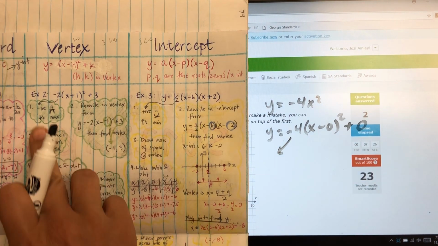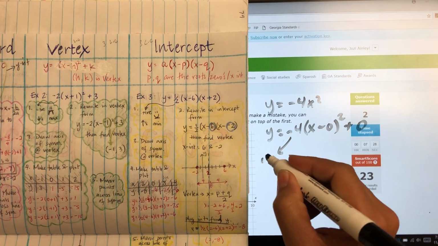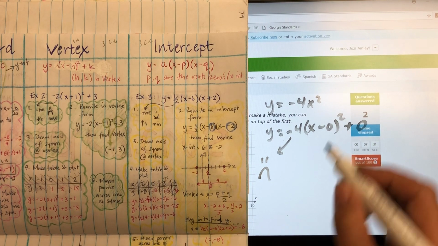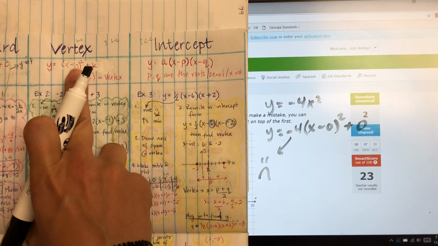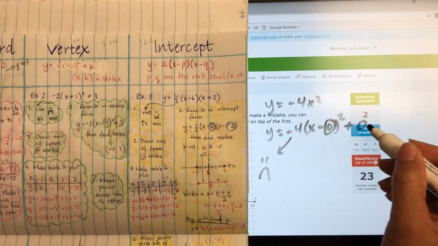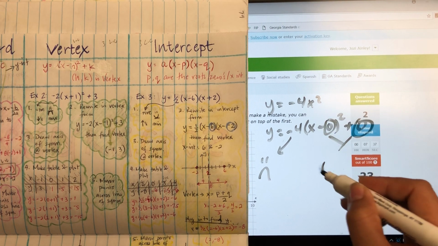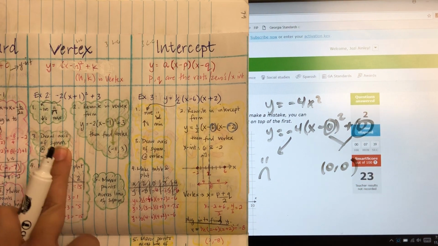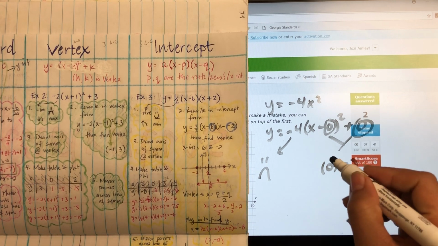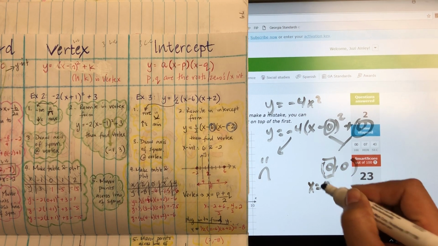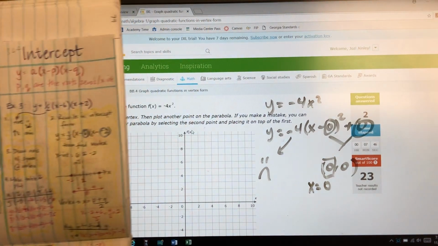All right, this number outside is negative. Therefore, it's going to look like that. The vertex is going to be h and k. So it's going to be this and this. So my vertex is 0, 0. Draw the axis of symmetry. My axis of symmetry is going to be this number, x equals 0. And then you're going to make your table.